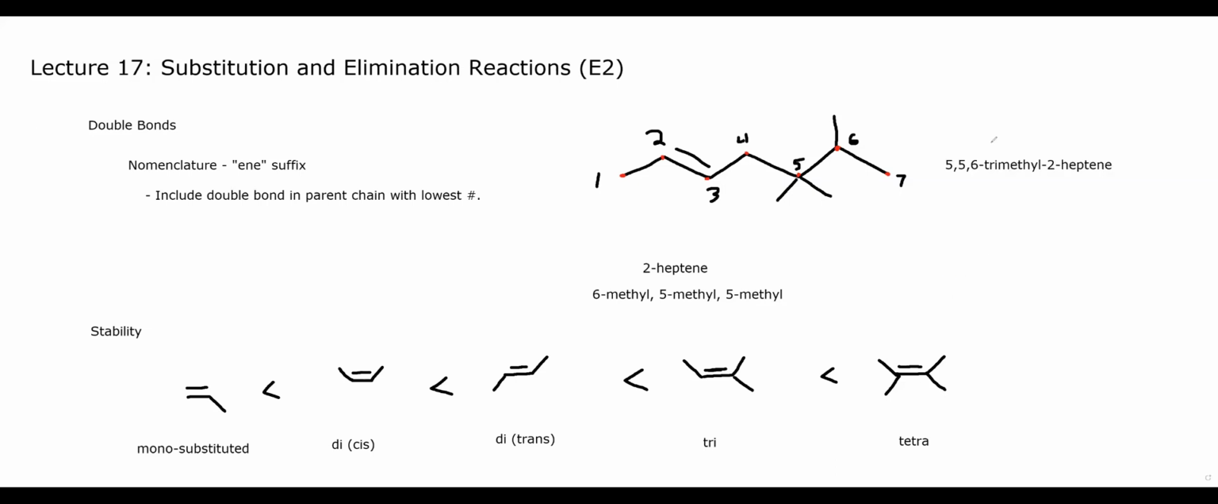Very simple, very similar to the alkanes. Just make sure you include that double bond in the parent chain. Give it the lowest possible number. Okay, so that's nomenclature of double bonds.